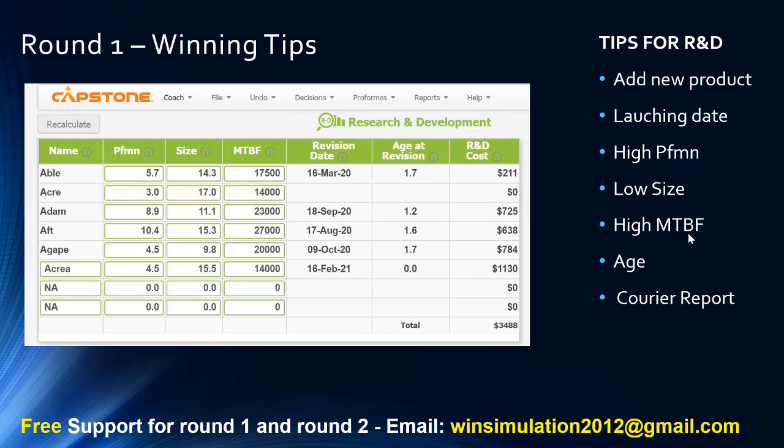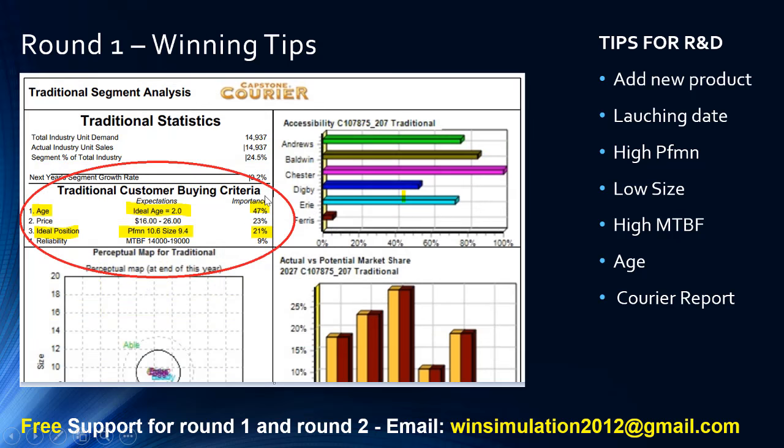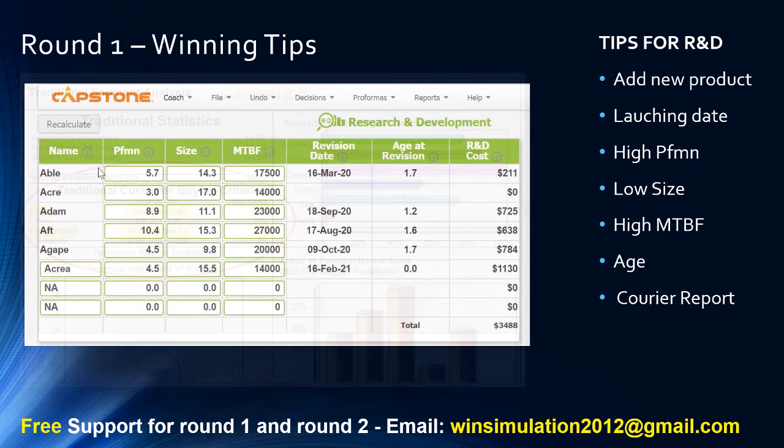Also we can control the age. When we update the product, we check the age of the product. To do all this, we need to check the Courier report again. We download or open the Courier report to check the 5 segments. So that's the overview of R&D.